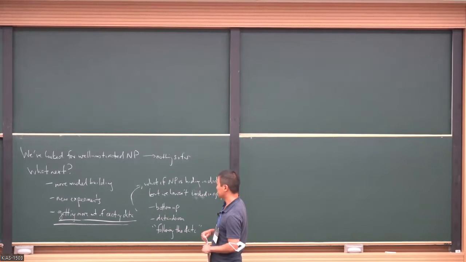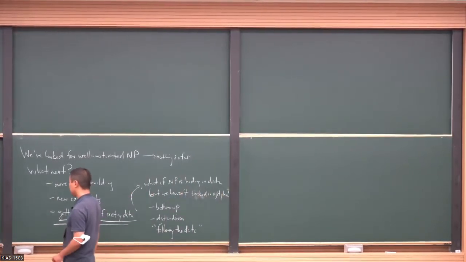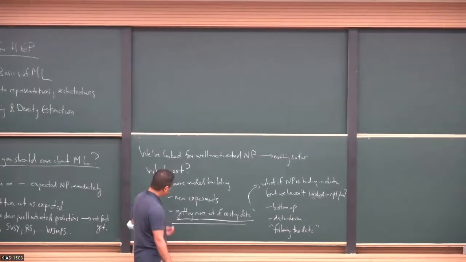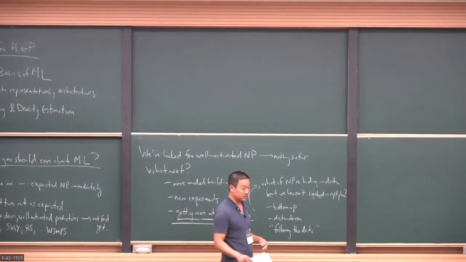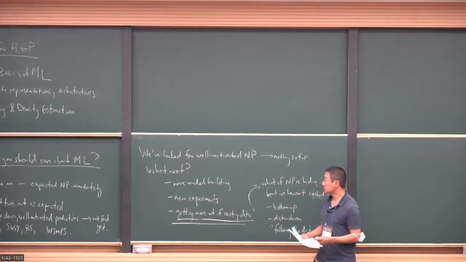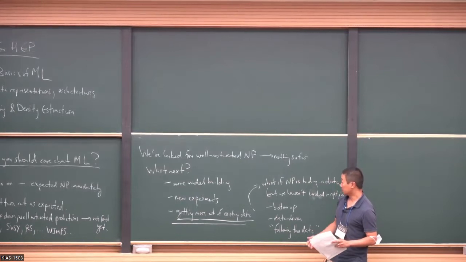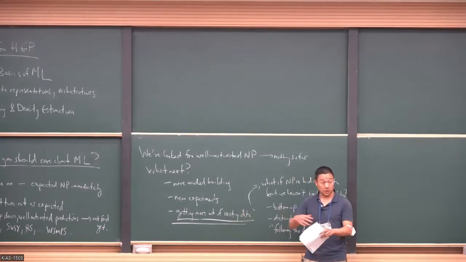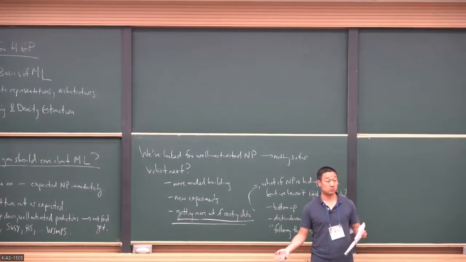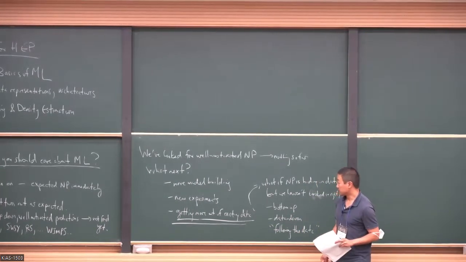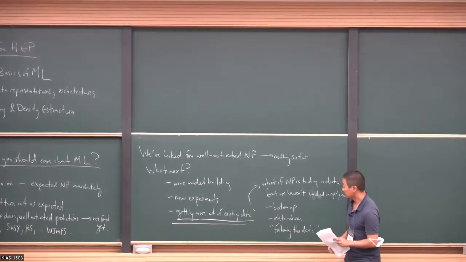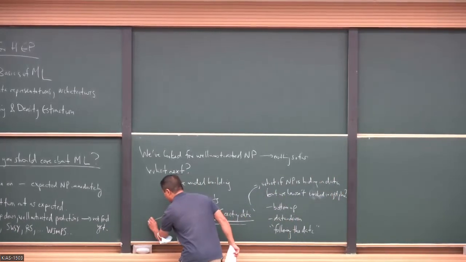You could say it's getting more out of existing data in a different way, because rather than doing direct searches, we can take the existing data, including all the null results, and we can fit and see what we can learn about physics beyond the standard model that way. So I think this could also be EFT.